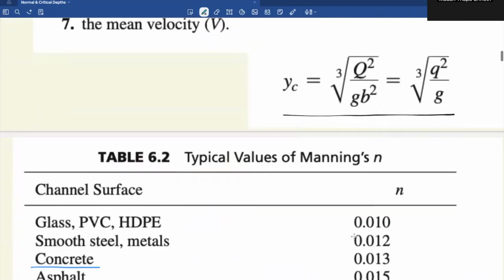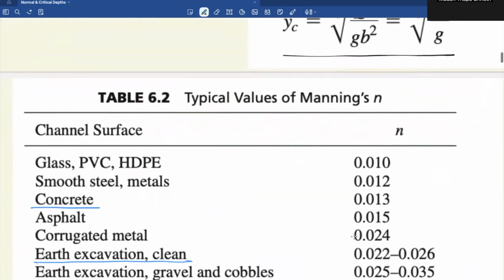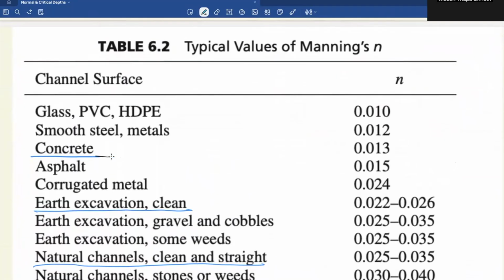Some of the typical values for Manning's n that we will be using: concrete, which is 0.013; earth excavation clean, which has a range of 0.022 to 0.026; and natural channel clean and straight, which has a range of 0.025 to 0.035.